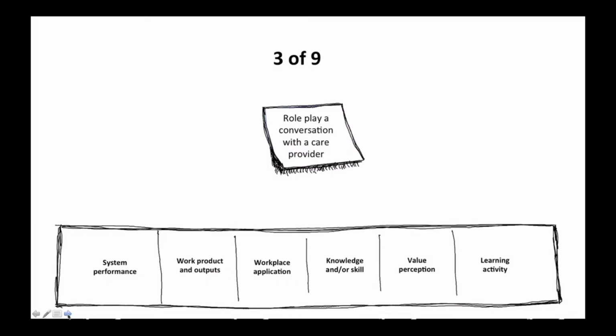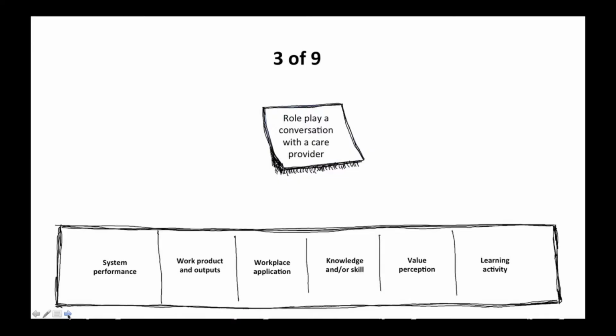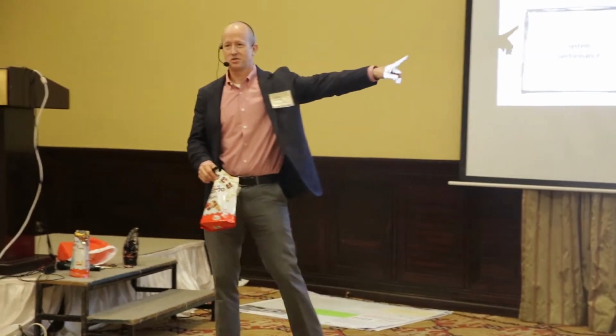All right. Role play a conversation with a care provider. Who knows? All right, we have one. Oh, we got another one here too. Knowledge and skill. Yes. Learning activity. Here we go. Okay. Knowledge and skill. All right. Everyone wants this. We'll get one more over here. All right. And workplace application. We had workplace application, knowledge and skill, and learning activity.